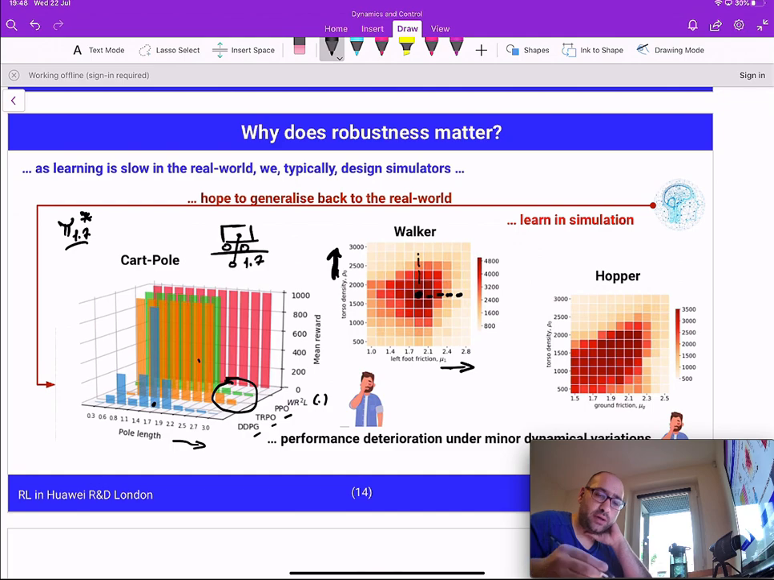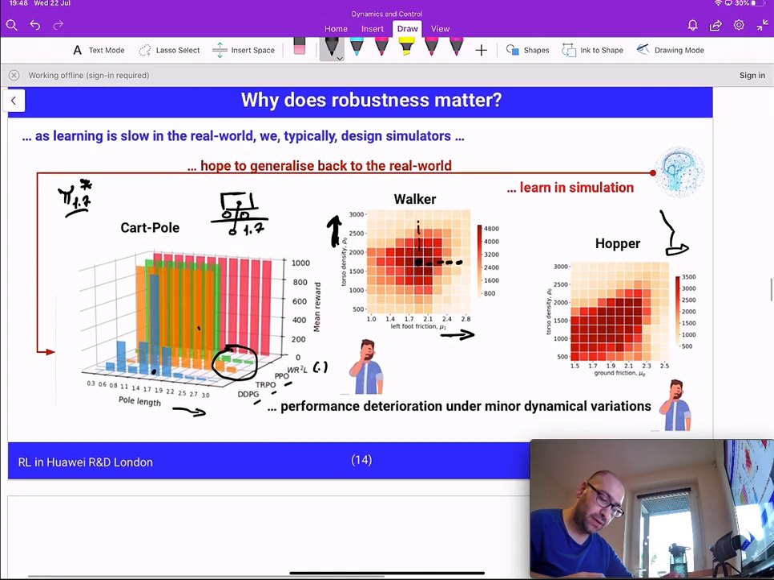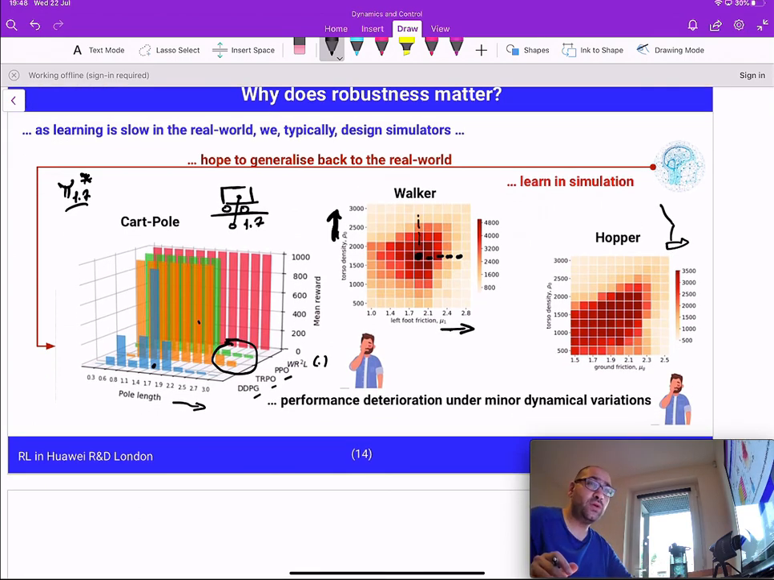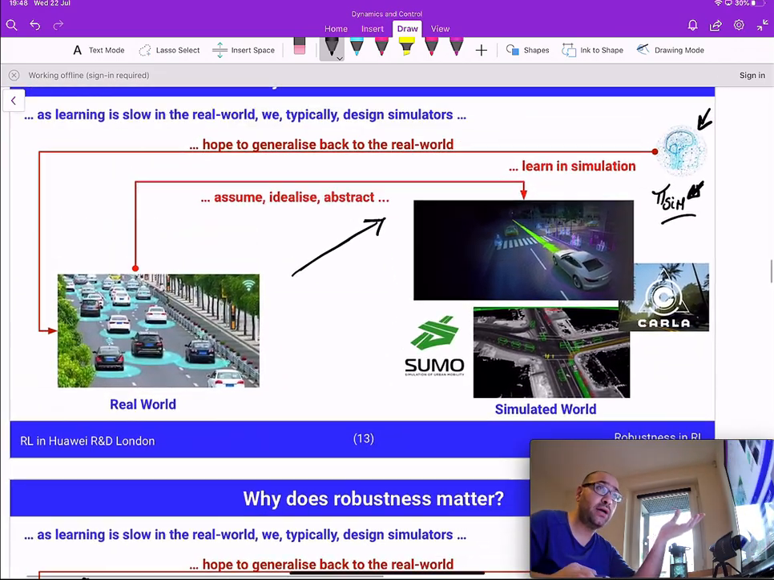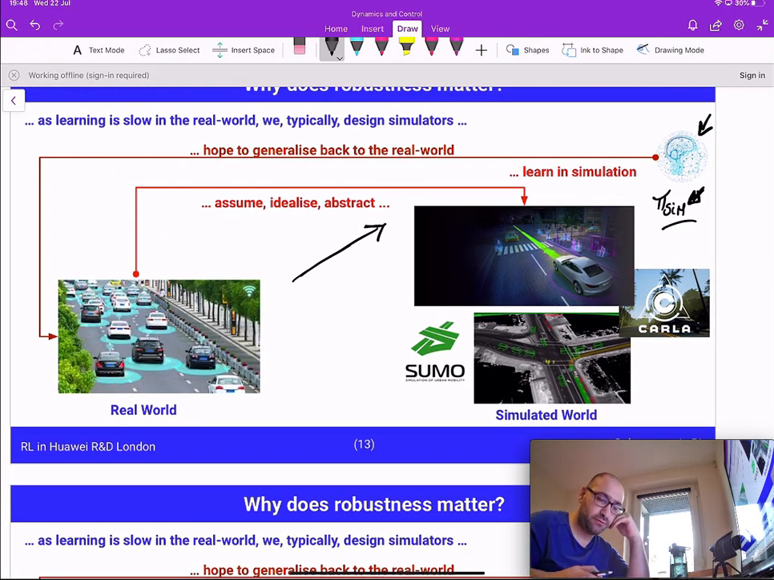And now similarly, this is on a hopper. So this is a walker. Now this hopper is just like a hopping robot. I think it just needs to hop. And then you also see, upon minor changes, bad behavior. So this is like a performance deterioration under minor dynamical variations. And that's problematic, especially if we wanted to apply this idea, which we discussed before.